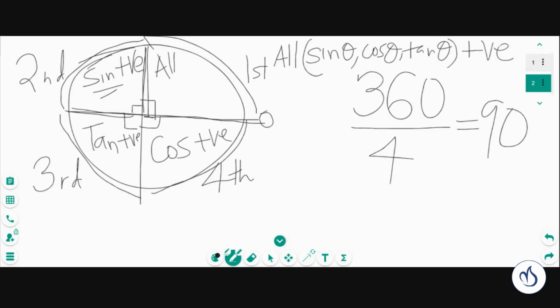Okay, then for the last quadrant, cosine is positive. Now, there is a simple mnemonic for us to remember. The first quadrant, all, I'm going to take the A. The second quadrant, sine, I'm going to take the S. The third quadrant, tan, I'm going to take the T. The last quadrant, cos, the C. ASTC. Different students usually make other words from it.